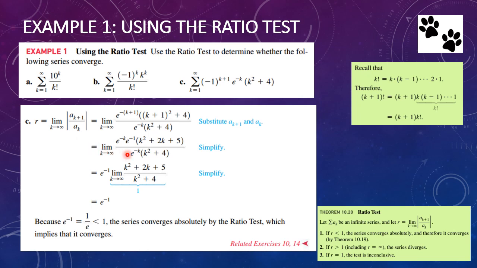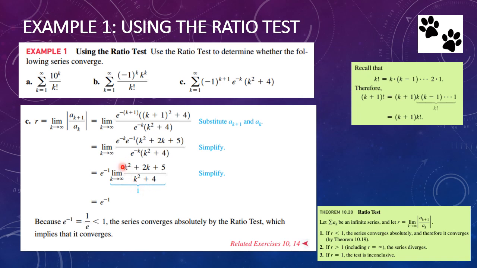Okay? So again, here we can see this is e to the negative k, e to the negative 1. Multiplying this out, foiling this out, we get k squared plus 2k plus 5 by adding the 4, over e to the negative k squared plus 4. Well, here the e to the negative k's cancel out. The e to the negative 1 isn't going to change, so they pull that out in front. Because this is a constant, remember, we can pull the constant out in front. And then we take the limit.